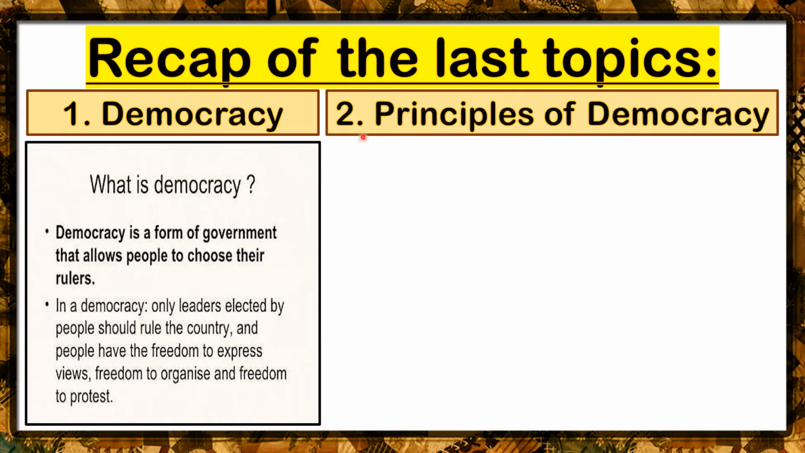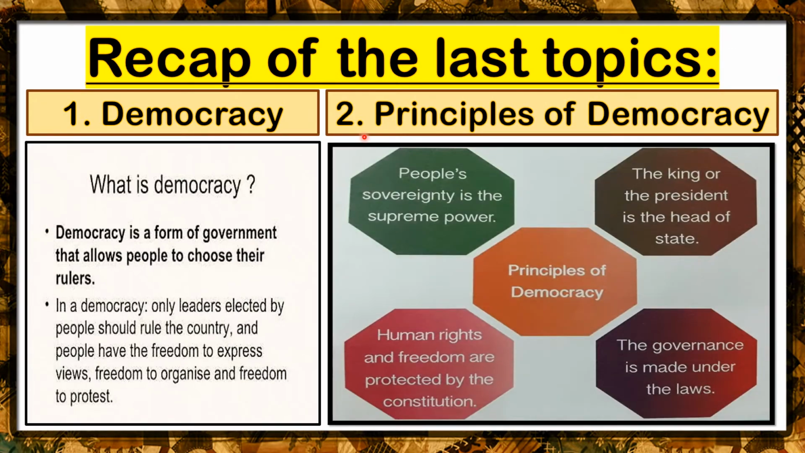Number two, principles of democracy. There are four principles of democracy. People's sovereignty is the supreme power. The king or the president is the head of the state. The governance is made under the laws, and human rights and freedom are protected by the Constitution.